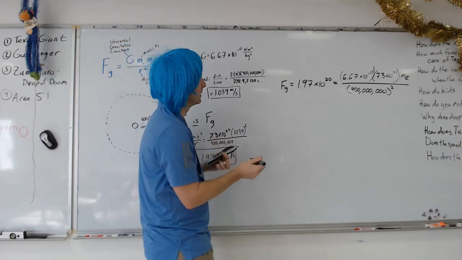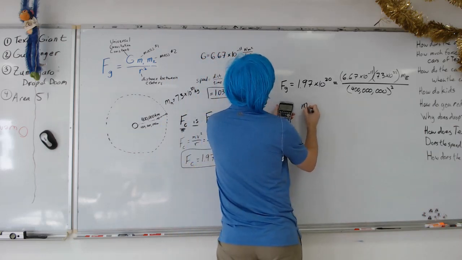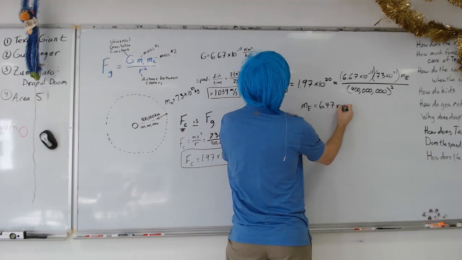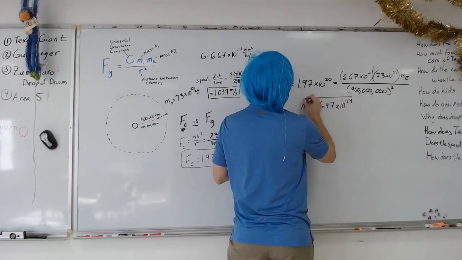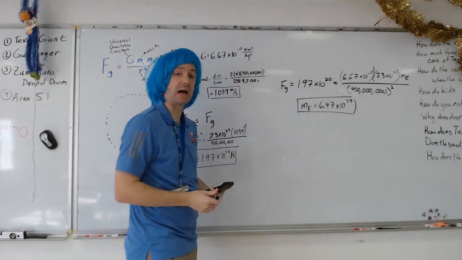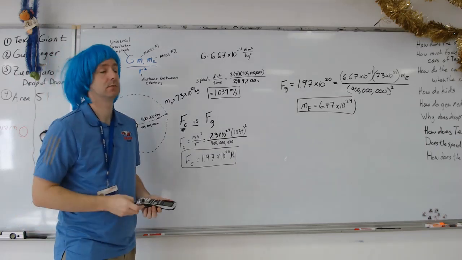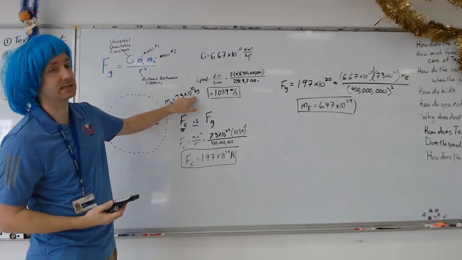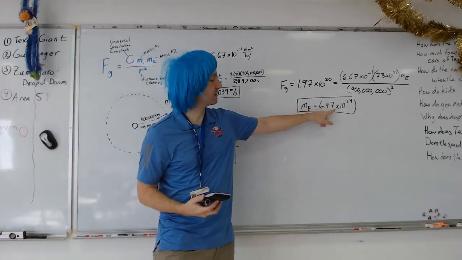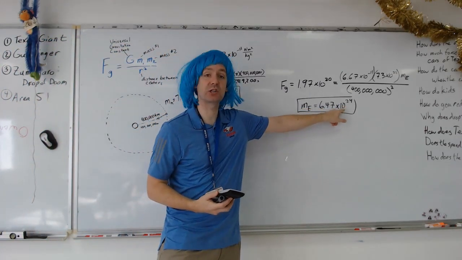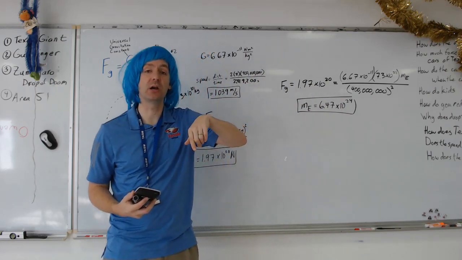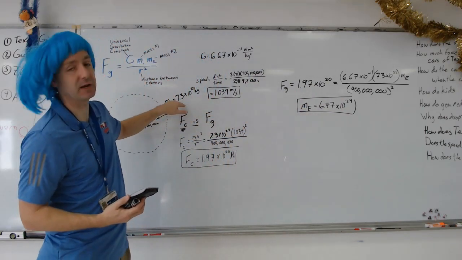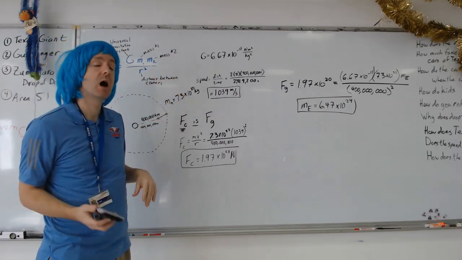And I get approximately that the mass of the Earth is 6.47 times 10 to the 24th. Now, is that reasonable? Well, remember the mass of the moon was 7.3 times 10 to the 22nd. This is 6.47 times 10 to the 24th, so I've got 2 extra 10s there. 10 times 10 is 100. So what I ended up with is that the mass of the Earth is about 100 times bigger than the mass of the moon.